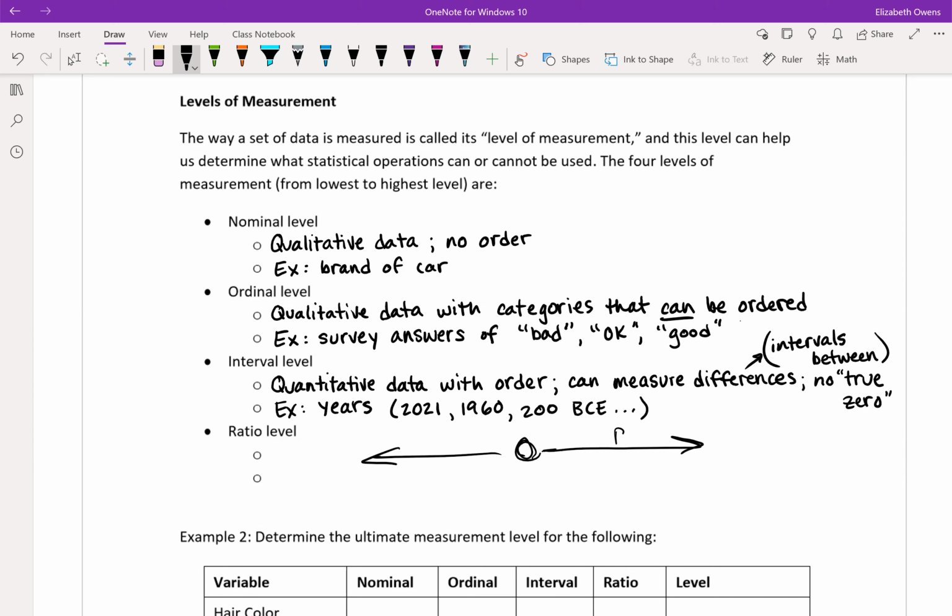We can go back into BCE as long as we want. We can go into AD as long as we want, or CE. Okay, there's the two systems there. But there's not like a firm stopping point for the scale. Okay. So that one is kind of a complex level there. We'll look at some examples in a bit. So that's interval. And then ratio level is quantitative data.